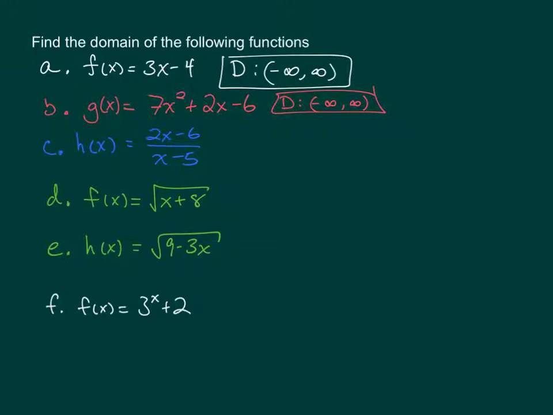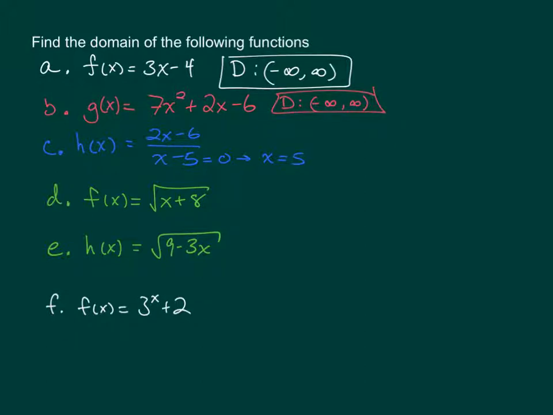Okay, part C. We have the function h of x equals 2x minus 6 over x minus 5. The first example where the domain is not all real numbers. Here, since there is an x in the denominator, that means there could potentially be a divide by zero situation. In order to figure out where that is, we're simply just going to set the denominator equal to 0 and solve for x. That tells us x equals 5.